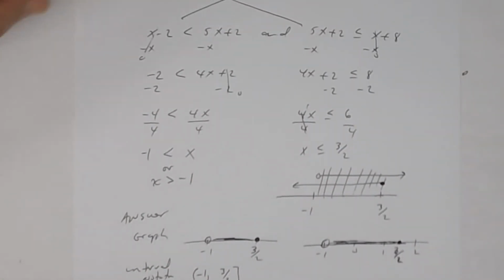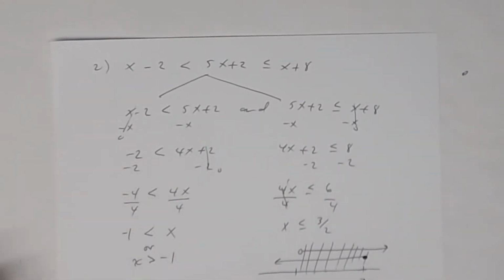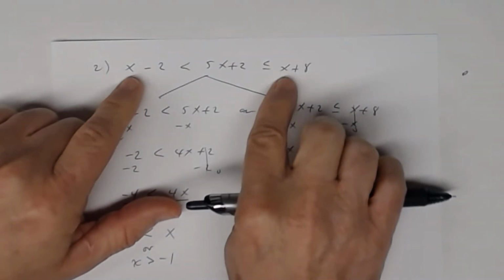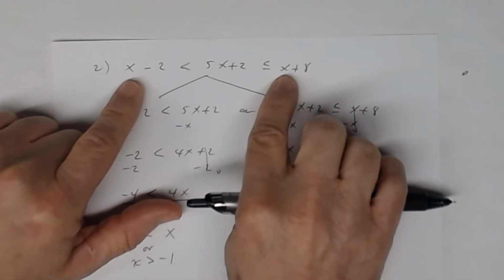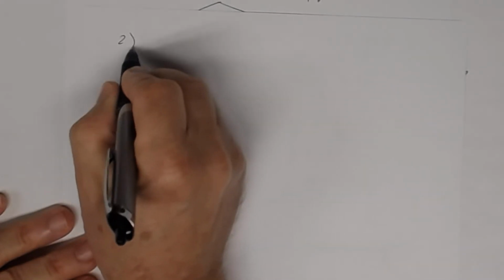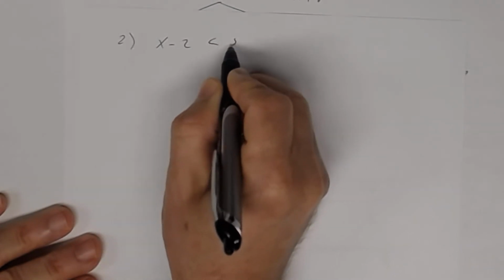Now you may ask, can I do the shortcut with this one? Look at the variables on the outsides. Are those variable terms identical? X, they're identical. So yes, you can do number 2 using the shortcut. So let's go ahead and do that also. Let's rewrite this over.